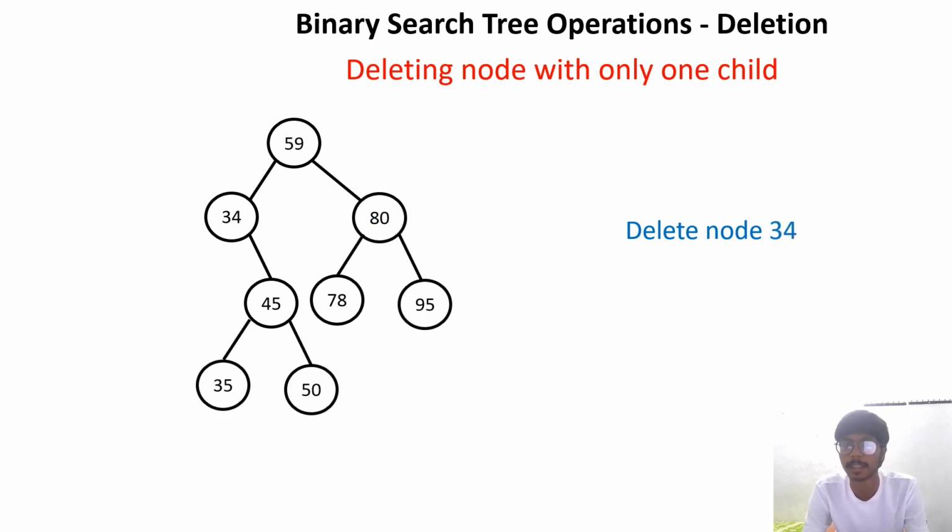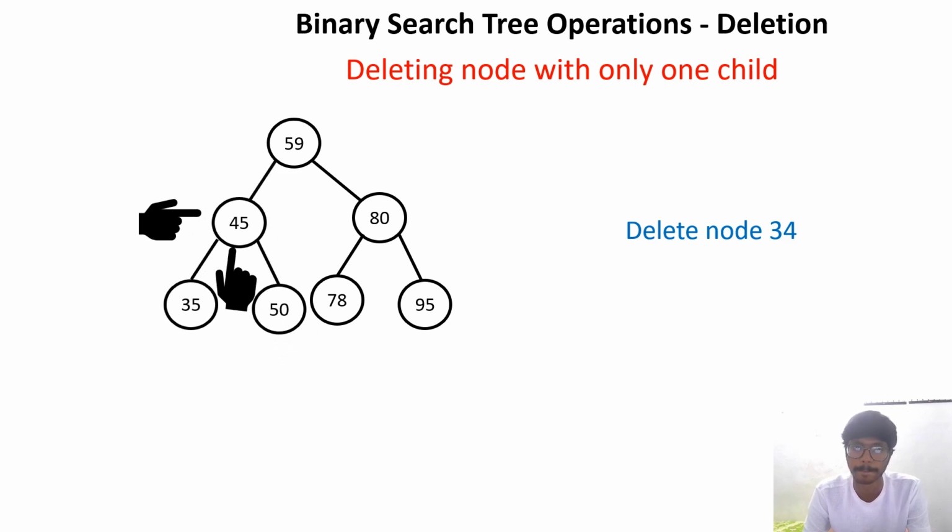Let's see an example with this 34. 34 has so much family first of all, right? So if we want to delete this 34, it will suffer, right? So what we do is, we connect this 45 to the grandparent of the 59, which is the root node. So it will not fail, and it has this link. So let's see. Yes, we connected it.